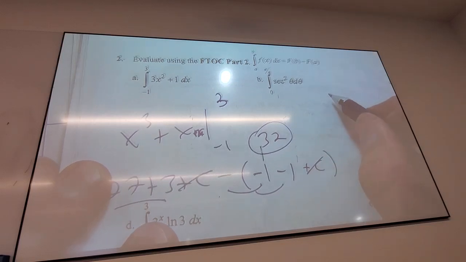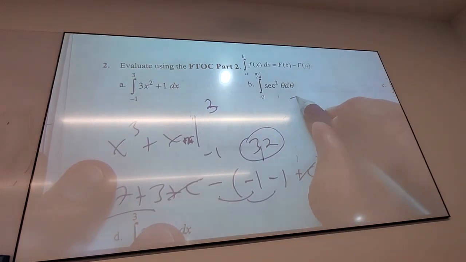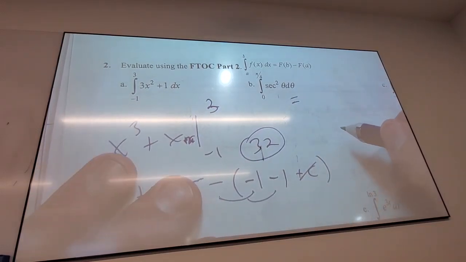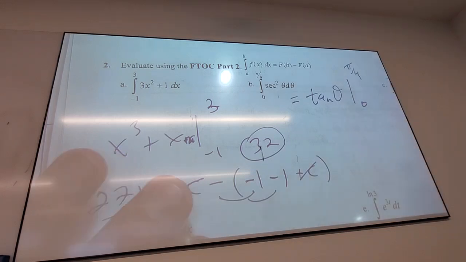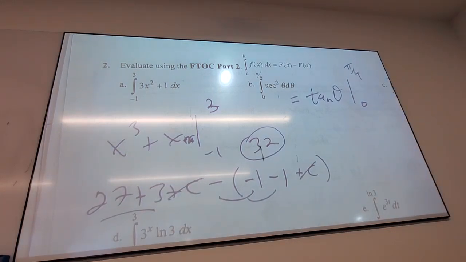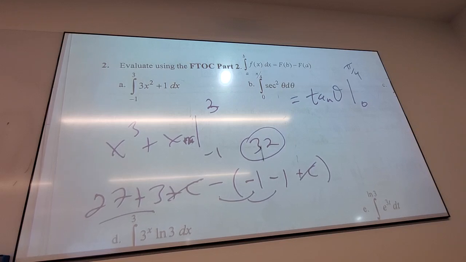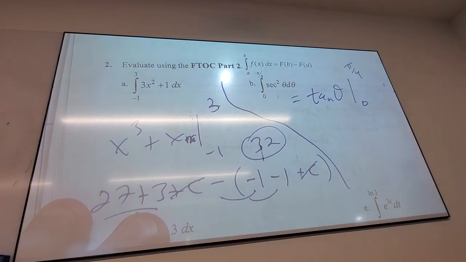What about B? What's the antiderivative? Tangent, yeah, so this is what I mean. The better you know your derivatives, the easier this stuff's gonna be, and I wanna go between 0 and pi over 4. I haven't done much. Right, so the antiderivative of secant squared is tangent theta. And then I want to evaluate between those two.